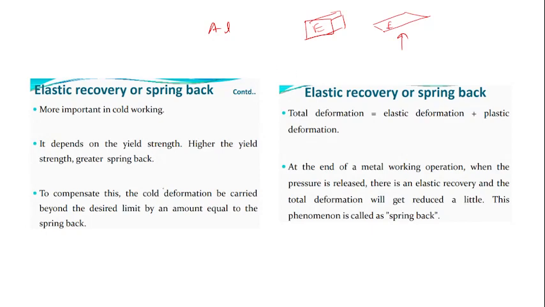See, why is springback more in sheet metal? Your springback depends upon the yield strength, right? Suppose your yield strength is very high, so your springback will be more, right? If your elastic modulus is high, then your springback will be less, right? So suppose this is your stress-strain curve, and this is your yield strength, sigma yield. This is your UTS.